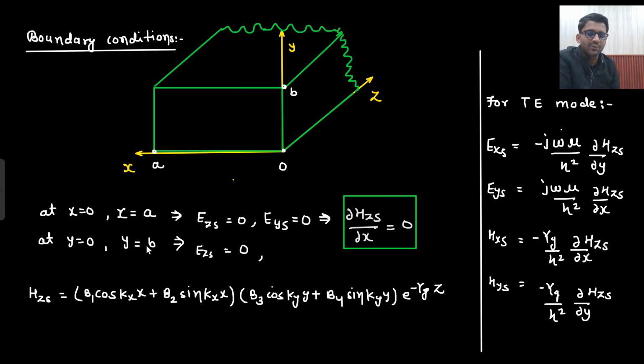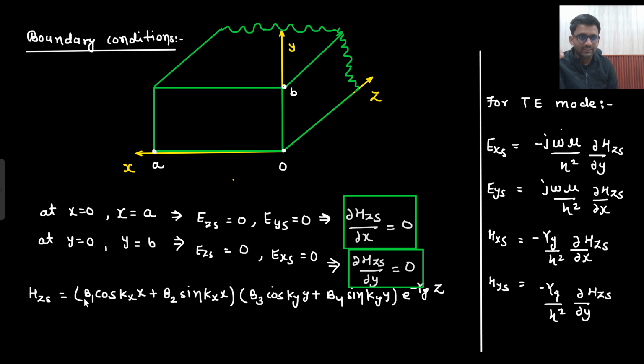Similarly here as well, at y equals 0 and y equals b, what all are the tangential components? EZS and EXS. So if your EXS is 0, then del HZS divided by del Y will be equal to 0. So now you can apply the boundary condition. Did you understand how we are going to apply the boundary condition? We need to differentiate this with respect to x and with respect to y, and then we can apply the boundary condition at x equals 0, x equals a, y equals 0 and y equals b.